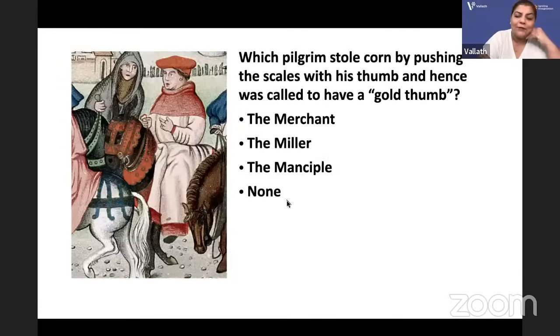Remember? Good. Which pilgrim stole corn by pushing the scales with his thumb, and hence he is said to have a golden thumb? Is it the merchant, the miller, the manciple, or none of the above, Ankita? I think it was the miller. Correct. It is the miller who pushed the scales with his thumb.